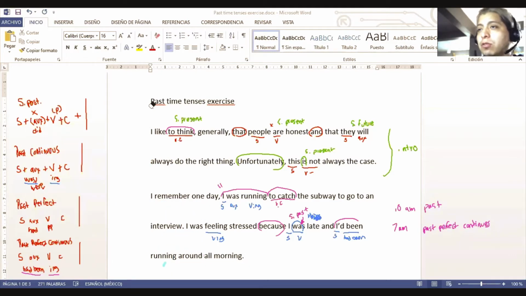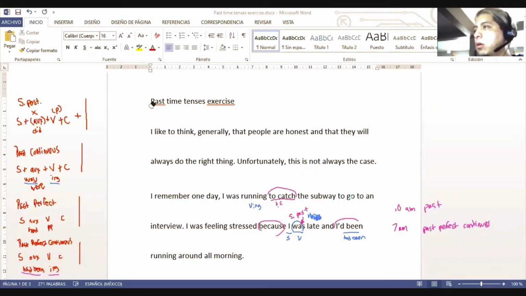So let me just erase this, because when I scroll down, these marks are gonna remain there. So, okay. We have this part. One day, I was running to catch the subway to go to an interview. I was feeling stressed because I was late and I had been running around all morning.